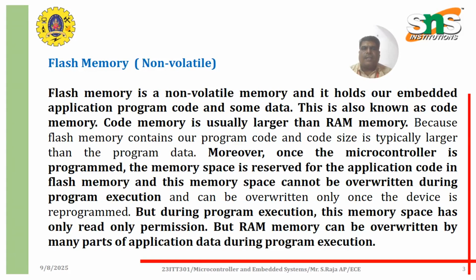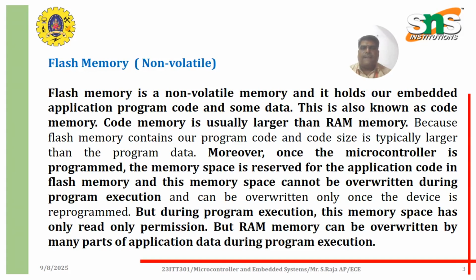Code memory is usually larger than RAM because flash memory contains our program code, and code size is typically larger than the program data. Moreover, once the microcontroller is programmed, the memory space is reserved for the application code in flash memory. This memory space cannot be overwritten during program execution and can be overwritten only once the device is reprogrammed. During program execution, this memory space has read-only permission, but RAM memory can be overwritten by many parts of application data during program execution.